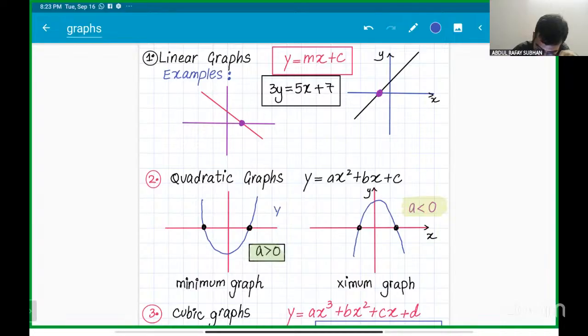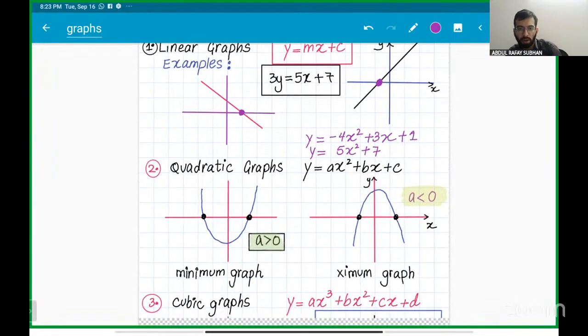Quadratic examples can be, if I assign some values, y is equal to 5x square plus 19x minus 2. That's one example. I can give you another example as well. It can be y is equal to negative 4x square plus 3x plus 1. And we can also have y is equal to 5x square plus 7. So both of these examples are quadratic graphs.